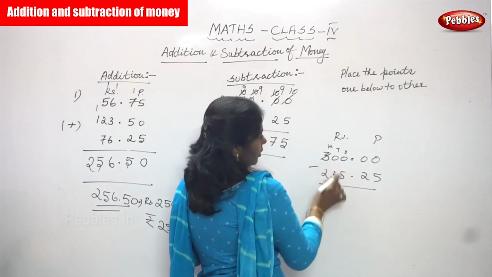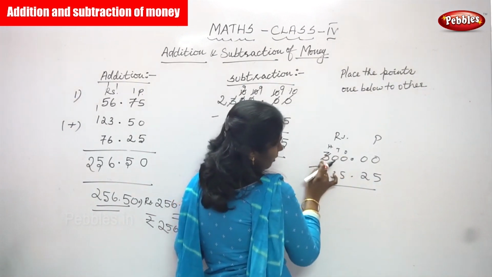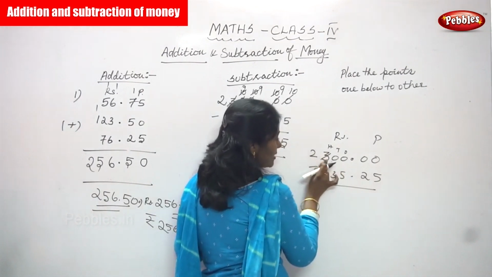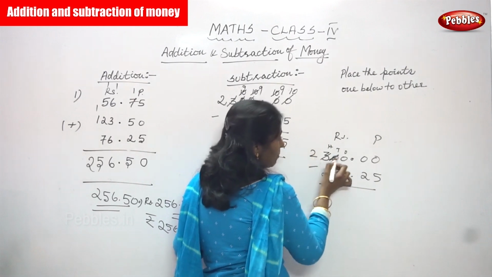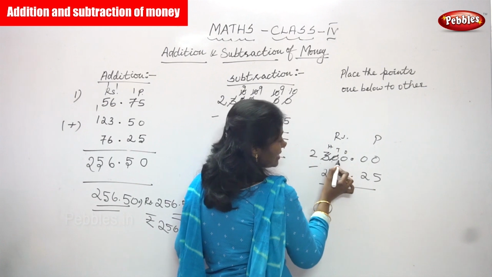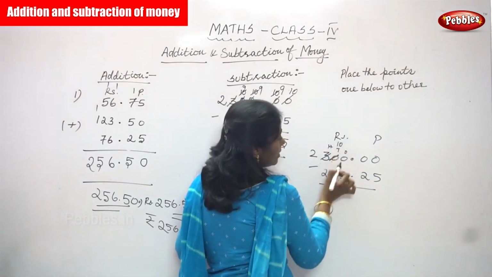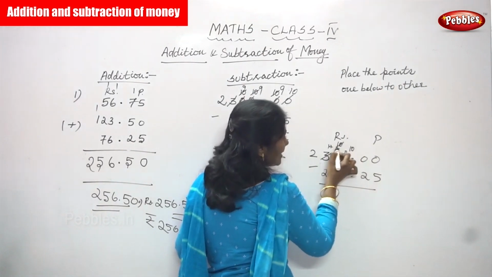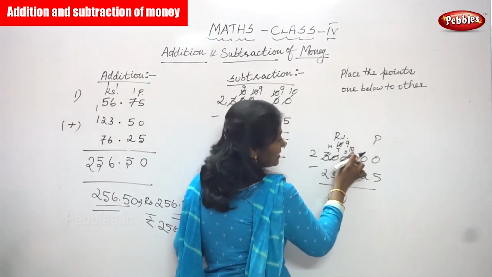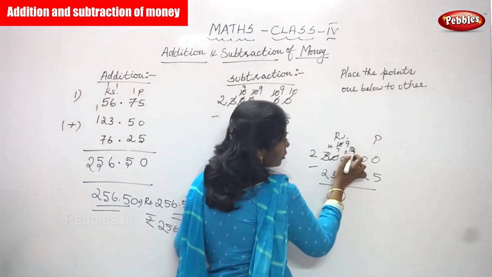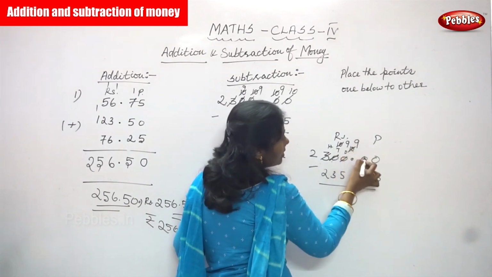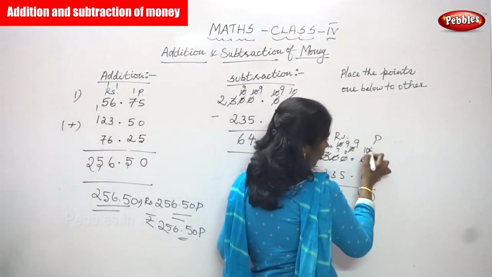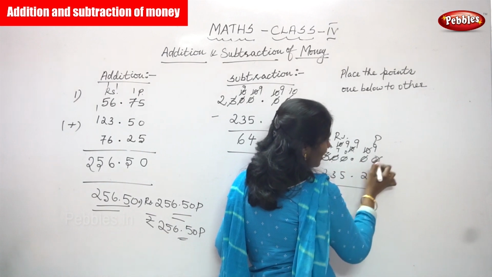Okay. So from the 3 you have to borrow 1, so this 3 becomes 2. The tens place number given is 0, so this 0 becomes 10. From that 10 we borrow 1, so the ones place 0 becomes 10, and this becomes 9. From this ones place 10, we borrow only 1, so this 10 becomes 9. This place becomes 10 again. Again you borrow 1, so this 10 becomes 9, and this 0 becomes 10.